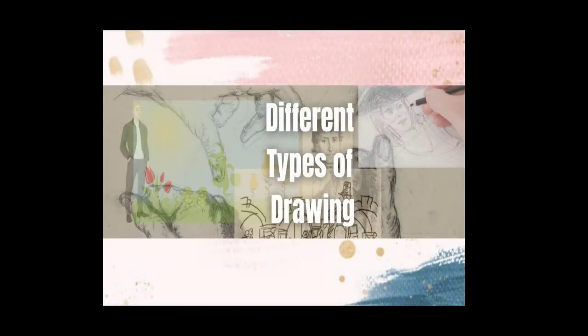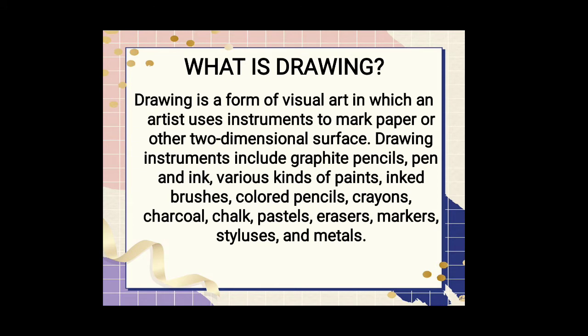Our lesson for today is different types of drawing. So, what is drawing? Drawing is a form of visual arts in which an artist uses instruments to make marks on paper or other two-dimensional surface. Drawing instruments include graphite pencil, pen and ink, various kinds of paints, ink brushes, colored pencils, crayons, charcoal, chalk, pastel, eraser, markers, styluses, and metals.